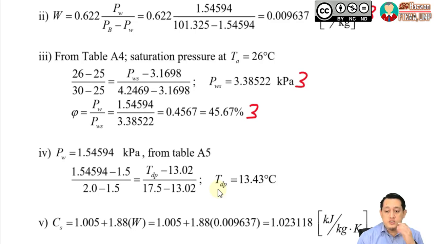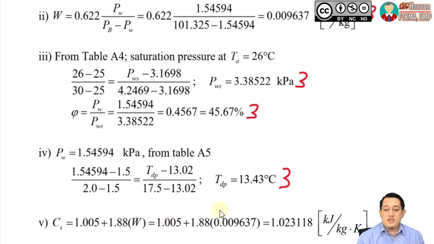And then for question number 4, we need to find the dew point temperature. Dew point temperature is the saturation temperature at PW. PW here we got from question number 1. So we need to use linear interpolation to calculate TDP. So this one also 3 marks.